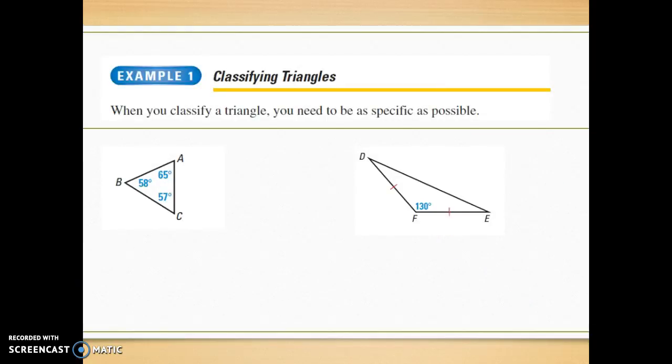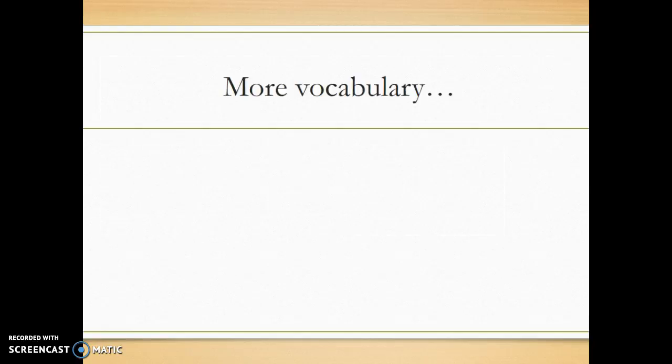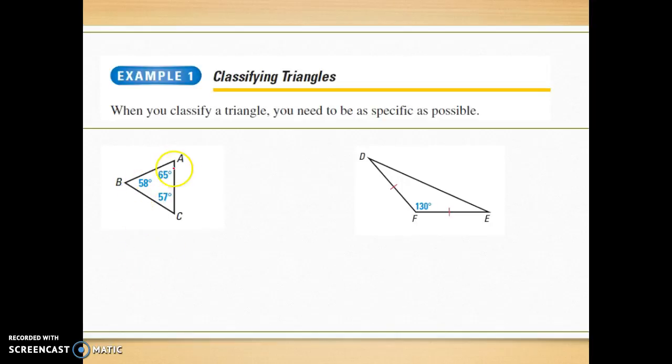So if I were to classify these triangles based on the information I'm given, for the first one, because I have 58, 65, and 57, which are all less than 90 degrees, making them all acute angles, this would be an acute triangle. Okay, for my second one, we have no side measures indicated, which means we can't assume any of them are the same, so this would be an acute scalene triangle. Because there's nothing indicating that these angles or these side measures are the same, we have to assume that they're all different.